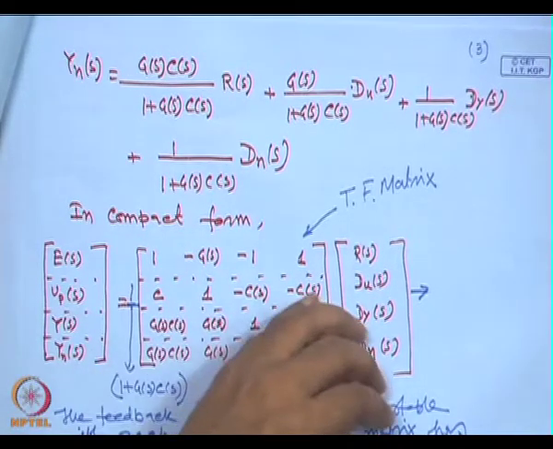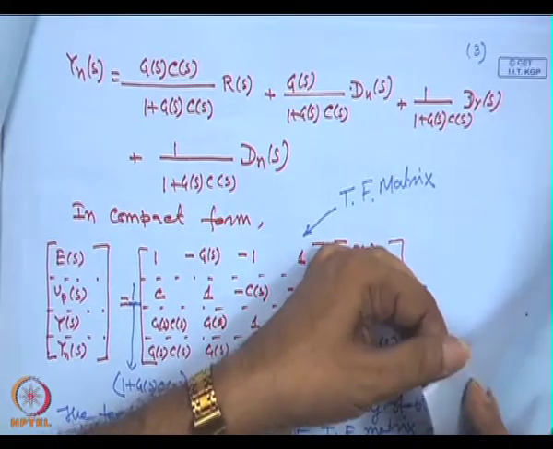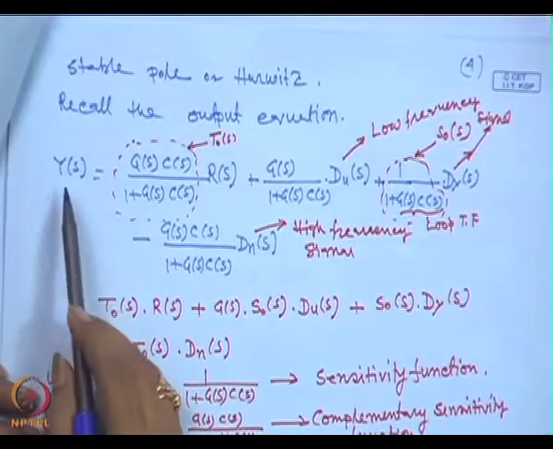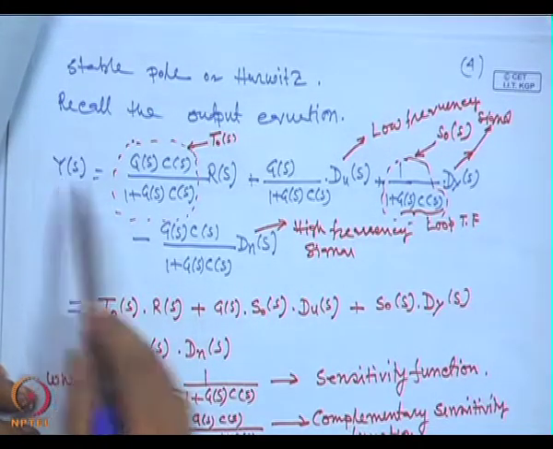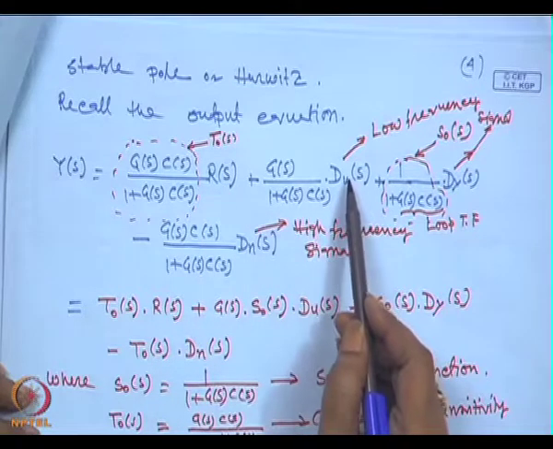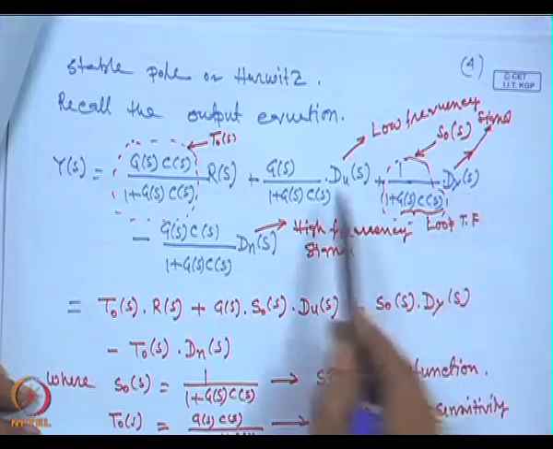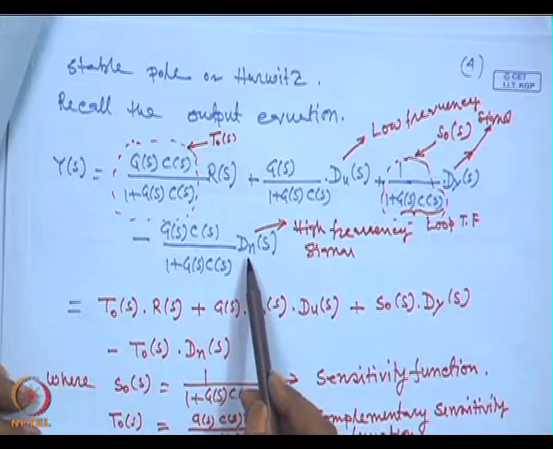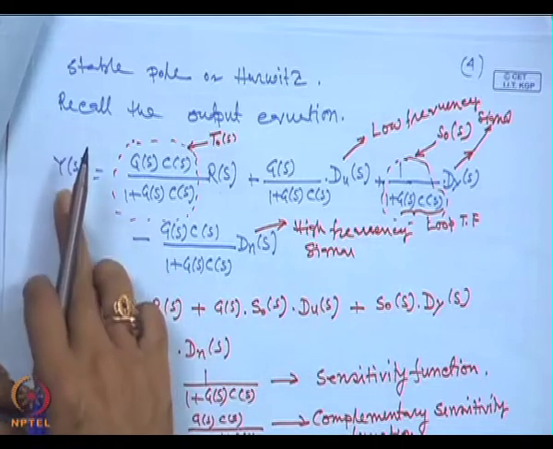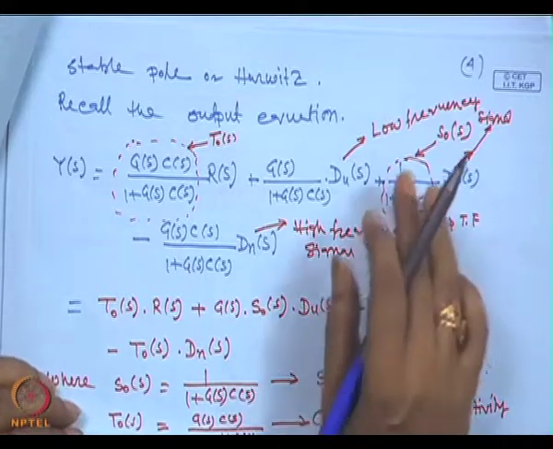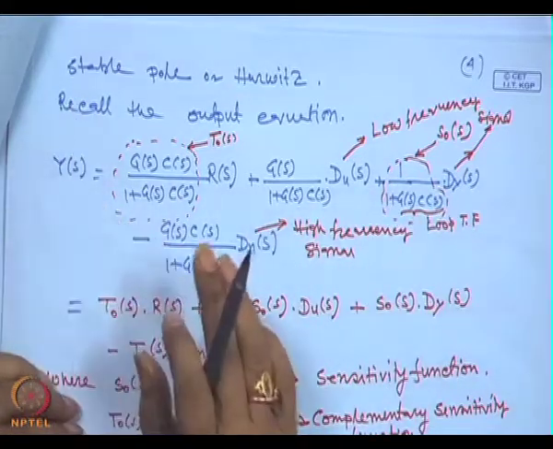In the detailed derivation we saw that the output is due to the reference input, the output disturbance, the input disturbance and the measurement noise. Then we considered how the effect of disturbances at the output can be reduced by properly designing the controller C of S.